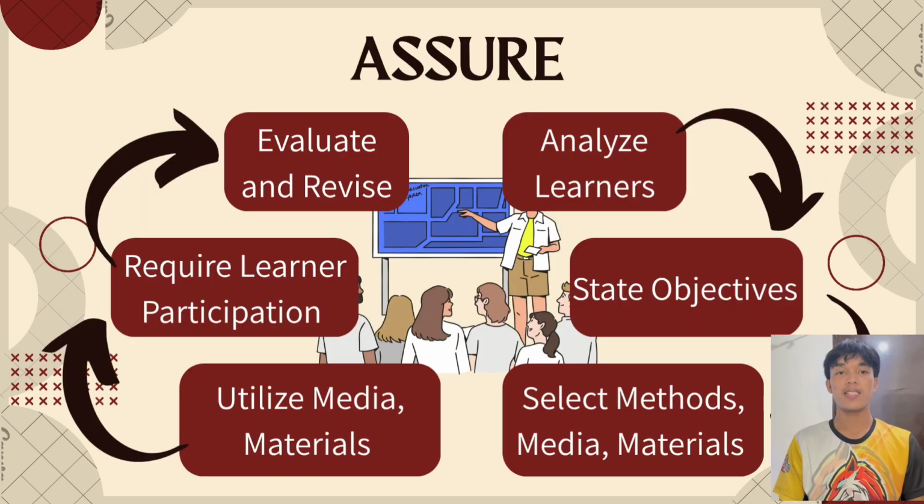Each letter in ASSURE stands for a crucial step in the teaching process, and each letter has its significant functions and reasonings. First, we have Analyze Learners. This is done before the semester or before the lessons. And next is State Objectives, which is for preparation or prior to instruction. And next, Select Methods, Media, and Materials, and also Utilize Media and Materials. This is where instruction begins. And next, Require Learner Participation, which is during instruction or during the lessons.